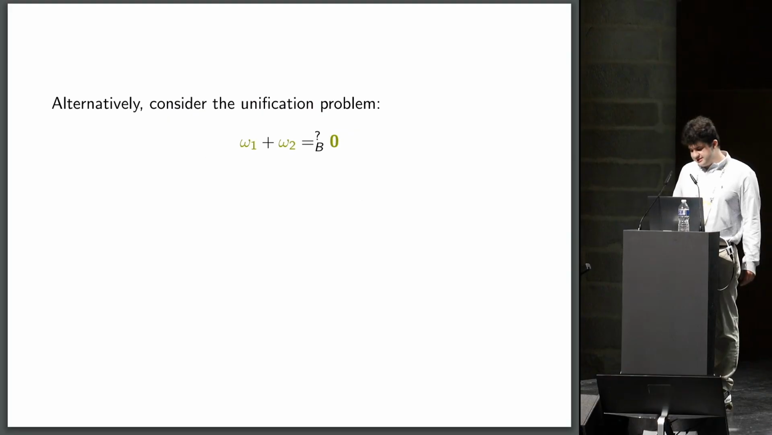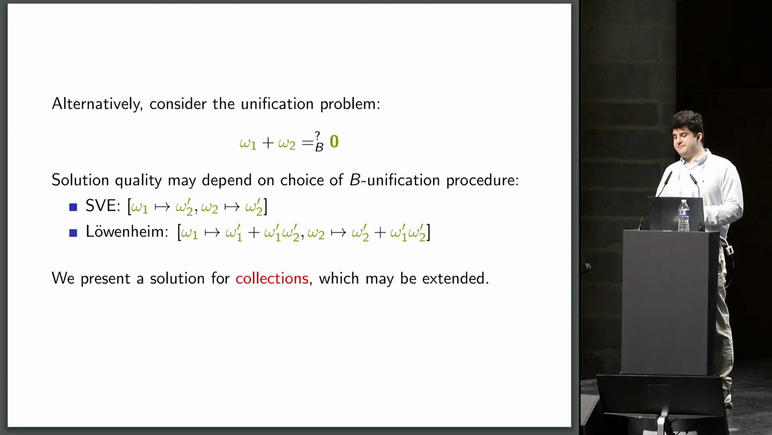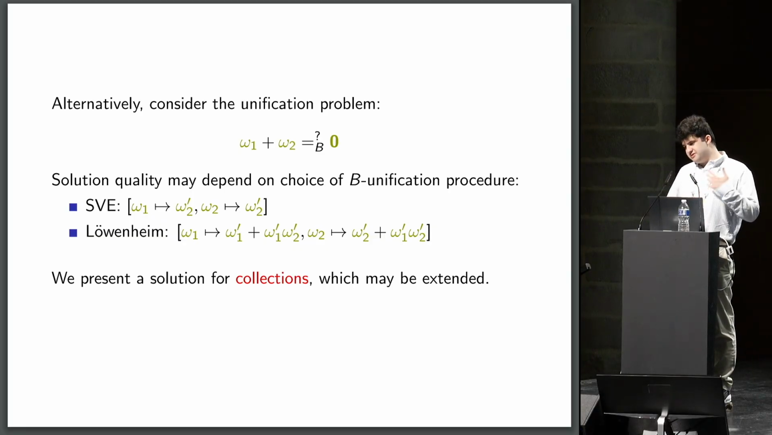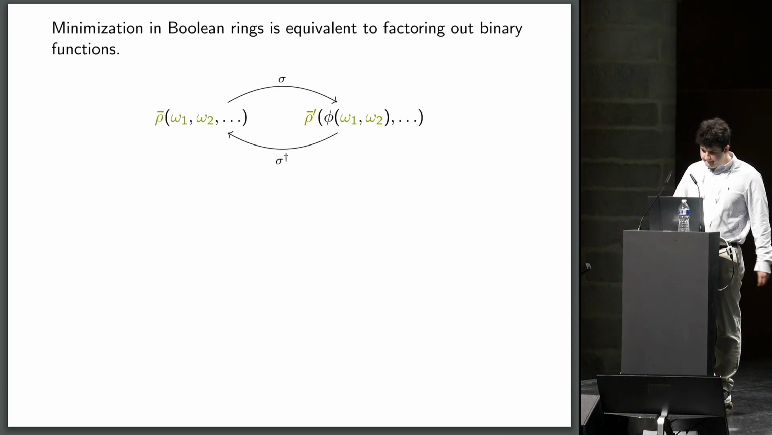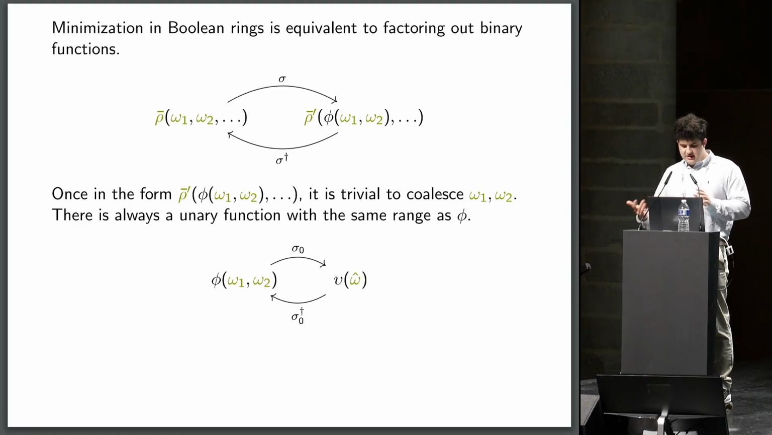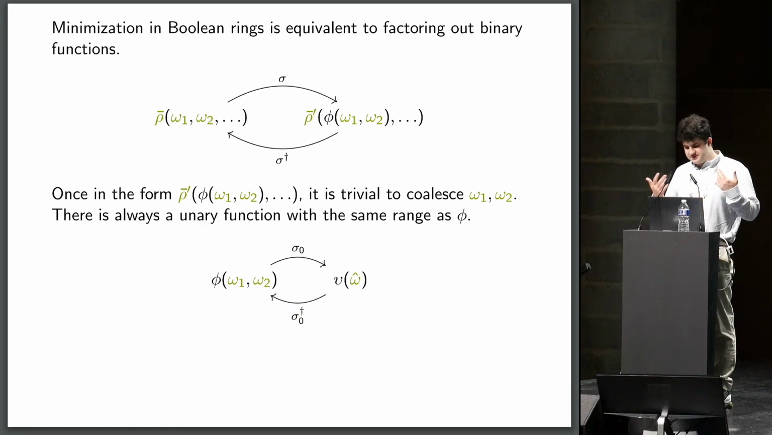Similarly, there are situations where, depending on what Boolean unification procedure you pick, you could get solutions of varying quality. We might want to equalize these different solutions. That's another application. So we'll solve the problem over collections, and then that can be extended to solutions over substitutions or contexts. That's all in the paper. Minimization basically amounts to trying to group like dependencies together behind some binary function phi. Once you've done that, it's very easy to compute the match from the left-hand side to the right-hand side due to the strict functional completeness of the Boolean algebra.